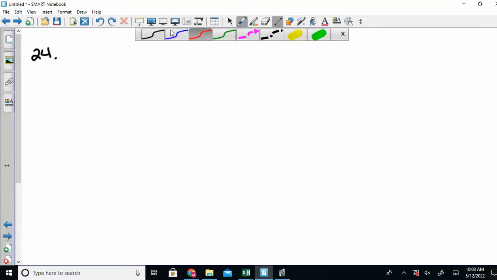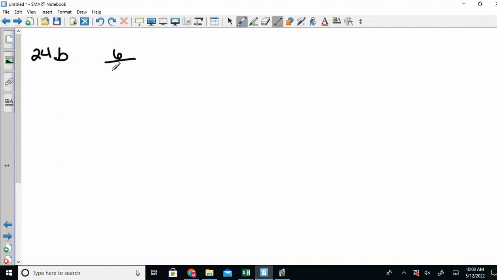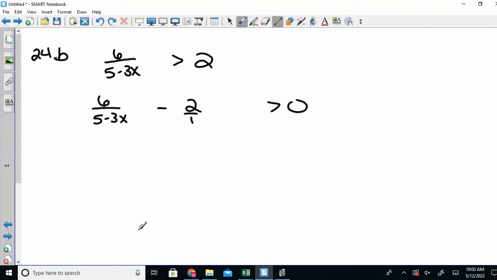Let's look at B. So we had, all right, I told you we want the setup of the last one, which is fraction on one side, 0 on the other. So we have to subtract over this 2. That's like a 2/1. If I want to put them together, they need a common denominator. So we have to multiply by 5 minus 3x on top and bottom.